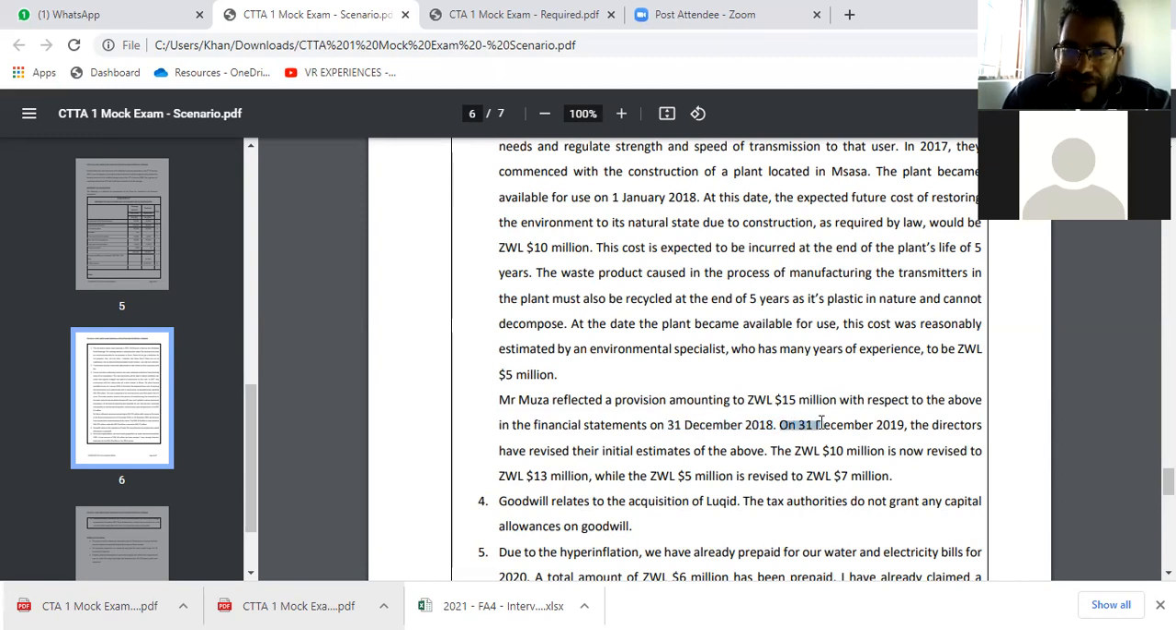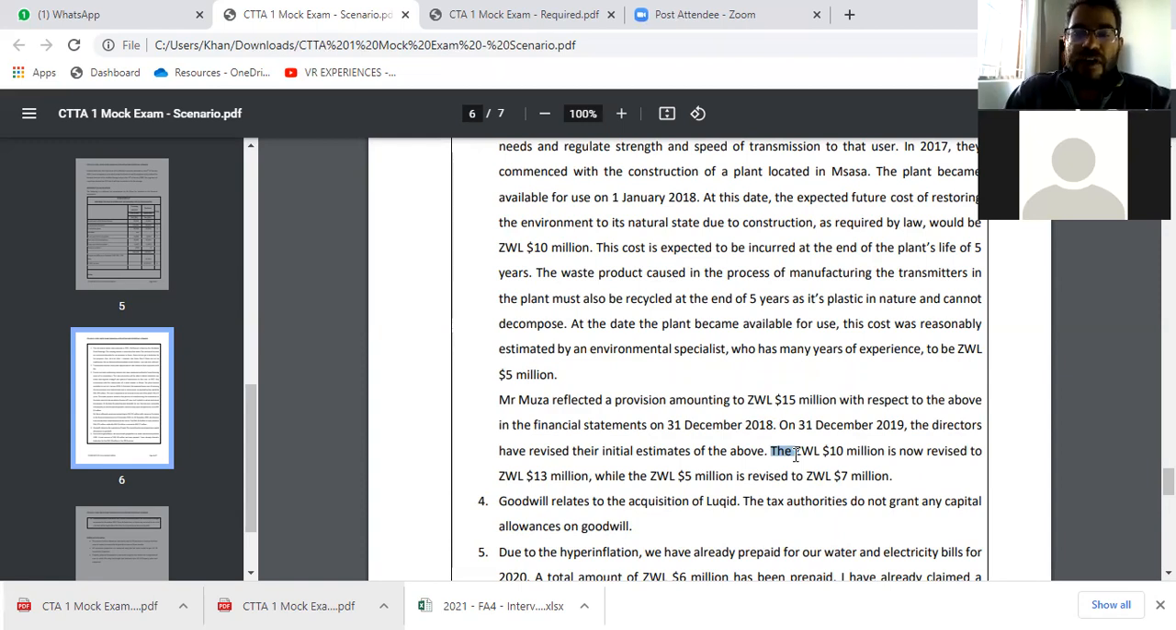Then they say on 31 December 2019, the directors have revised their initial estimates of the above. So the 10 million has now increased to 13, and the 5 has now increased to 7. So what we'll have to do, we must work out the present value at 31 December 2019 based on the old information as well as the new information.